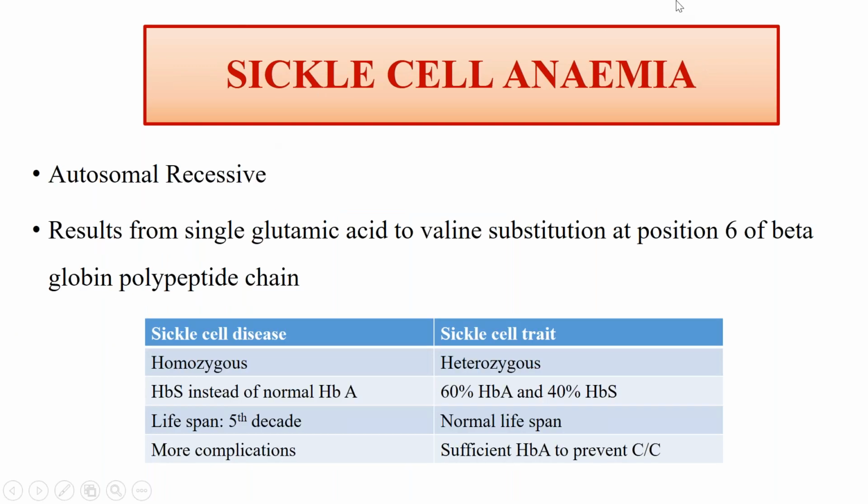Coming to the sickle cell disease first, we all know that it is an autosomal recessive disease. What happens is a single glutamic acid gets changed to valine at position 6 of the beta chain, which leads to sickle cell disease. So sickle cell disease means it is a homozygous state, while sickle cell trait is heterozygous. Mostly these heterozygous children don't have any problem. They have adequate concentration of hemoglobin A, and they mainly don't have crisis. But in a homozygous state they have more of hemoglobin S, more complications, and a reduced lifespan.